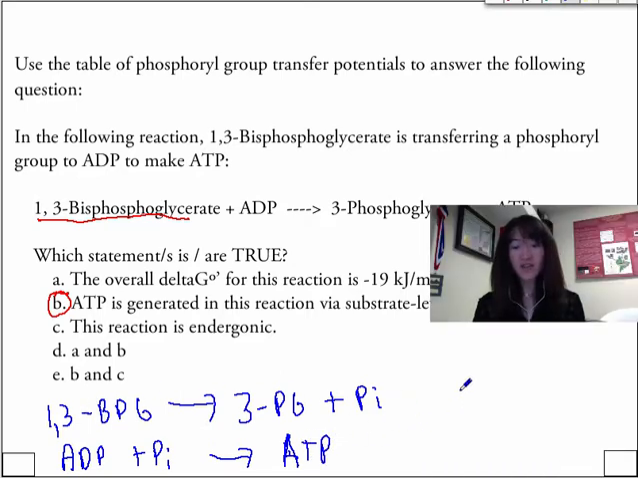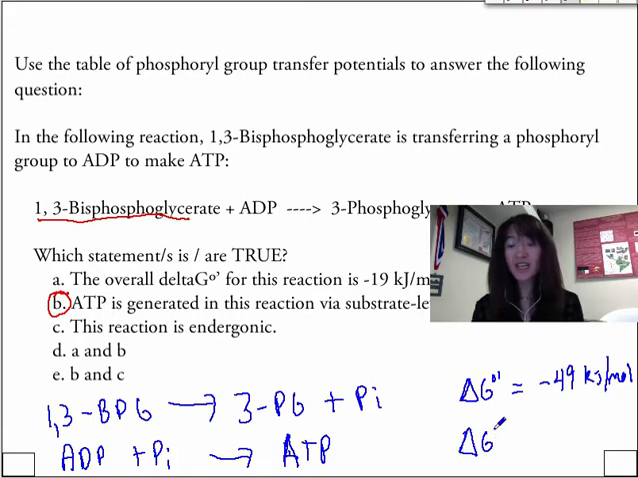So let's write the delta G's for each one of these. Remember that we just talked about the fact that the delta G naught prime for 1,3-BPG getting broken down is negative 49 kilojoules per mole. Now for ATP getting made, that's going to take 30. So we need to make sure that we switch the sign on that and say that 30 is going to have to be input in order to make the ATP. Now if that ATP is getting broken down, then 30 would be released, but here it's getting made, so we're going to have to input that. So let's add those up.